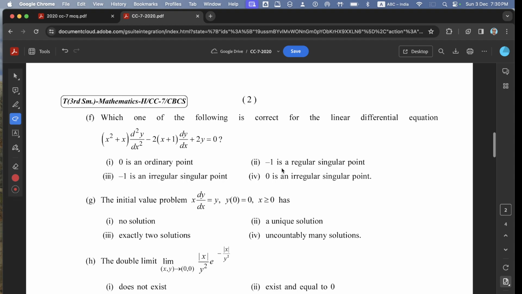Question A. Which one of the following is correct for the linear differential equation (x² + x) d²y/dx² - 2(x + 1) dy/dx + 2y = 0? This is an ordinary point, regular singular point, irregular singular point.